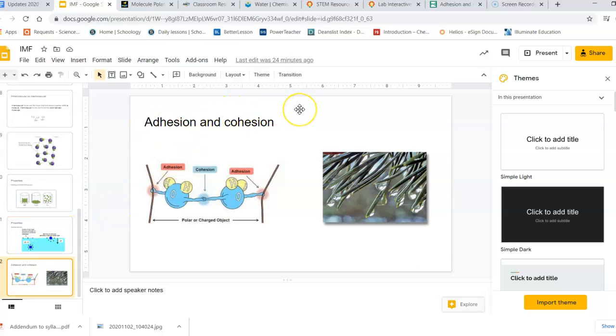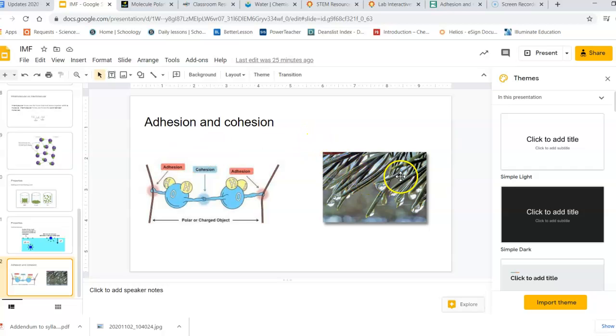The last one is adhesion and cohesion. Adhesion is when one substance sticks to something else. Cohesion is when a substance sticks to itself. So again, I'll repeat: adhesion, a substance sticks to something else. Cohesion, a substance sticks to itself. Again, intermolecular forces are what cause them to stick either together or to something else.